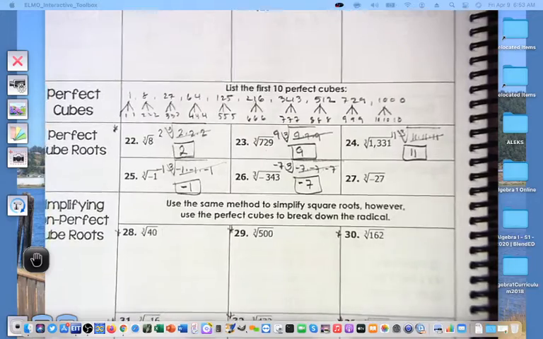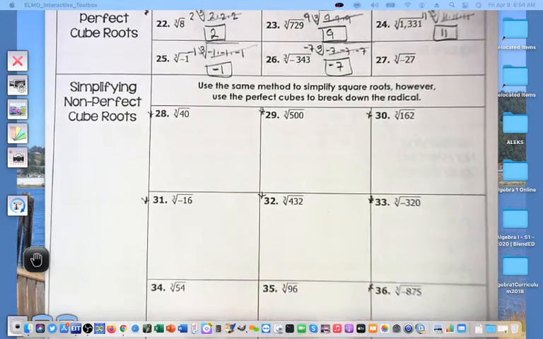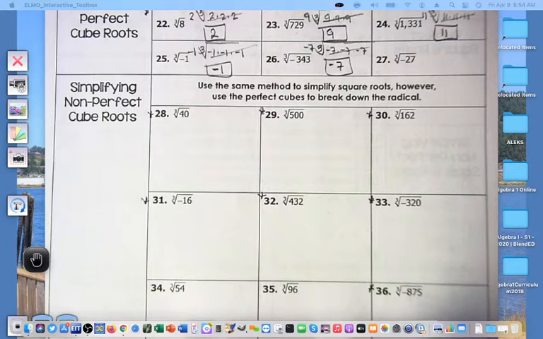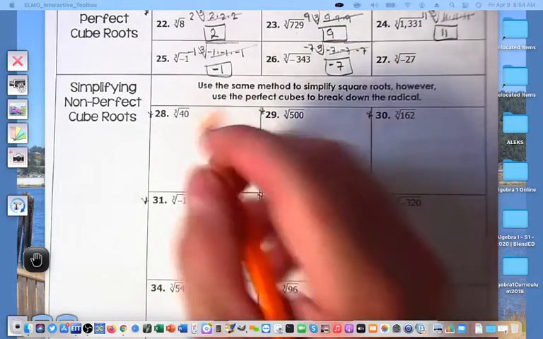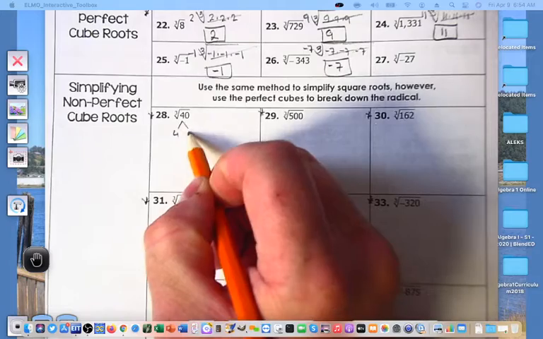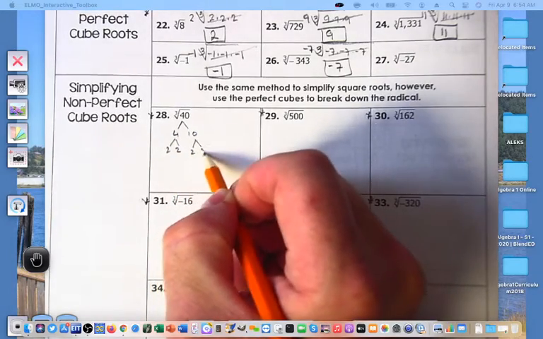Let's go ahead and look at ones that have non-perfect cubes. I've got a couple of them marked here for us to do. So we're going to start this out the same way. We're going to do our prime factorization on problem 28 here. We're going to do our prime factorization of 40. 40 is 4 times 10. 4 is 2 times 2. There are some prime factors, and 2 times 5.